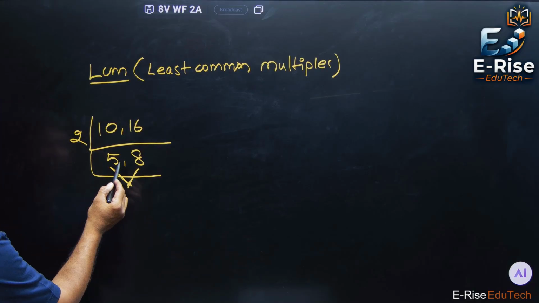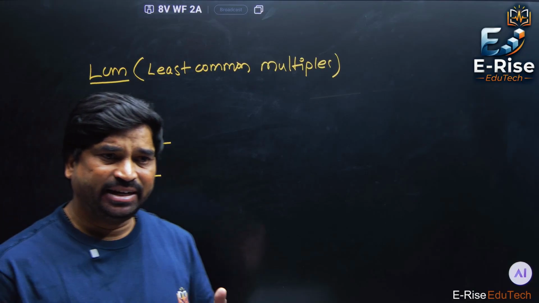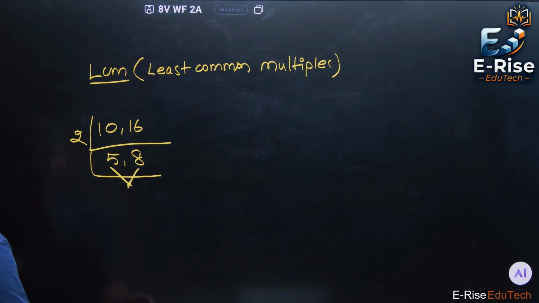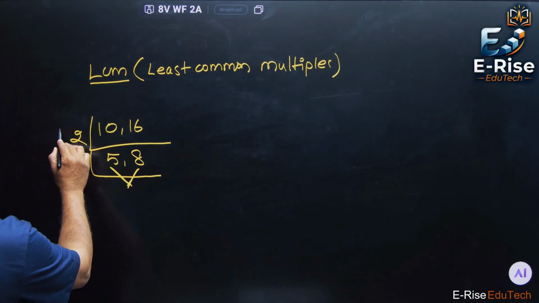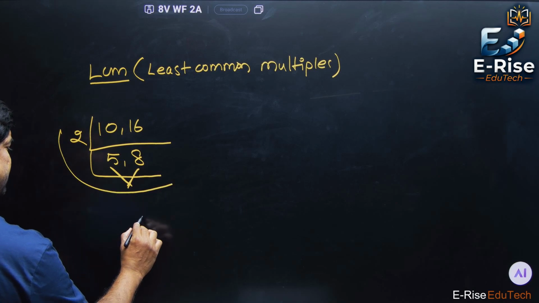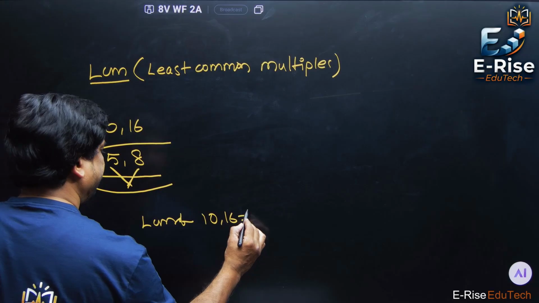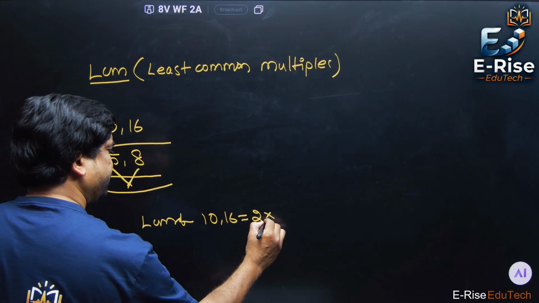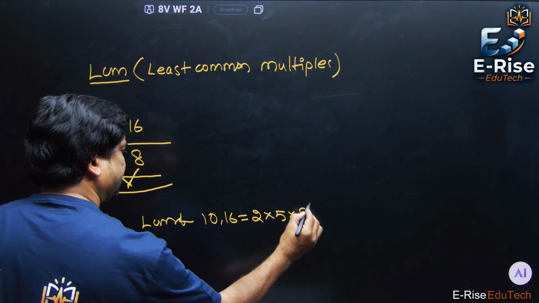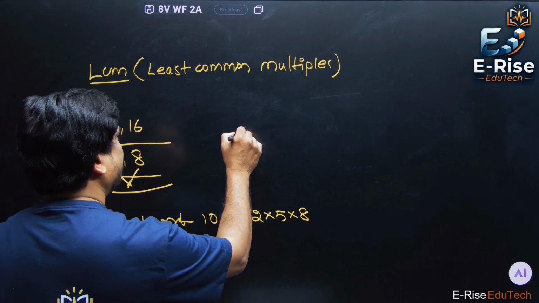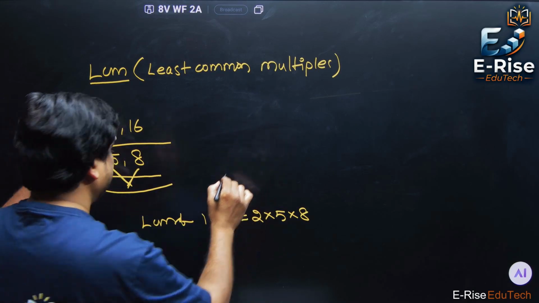So there is no common multiple between 5 and 8. Just simply multiply it. You can multiply all these things. LCM of 10 comma 16 is 2 into 5 into 8. This is one way. Okay, there is another way also. Common multiples, you can write that. This is the LCM method.